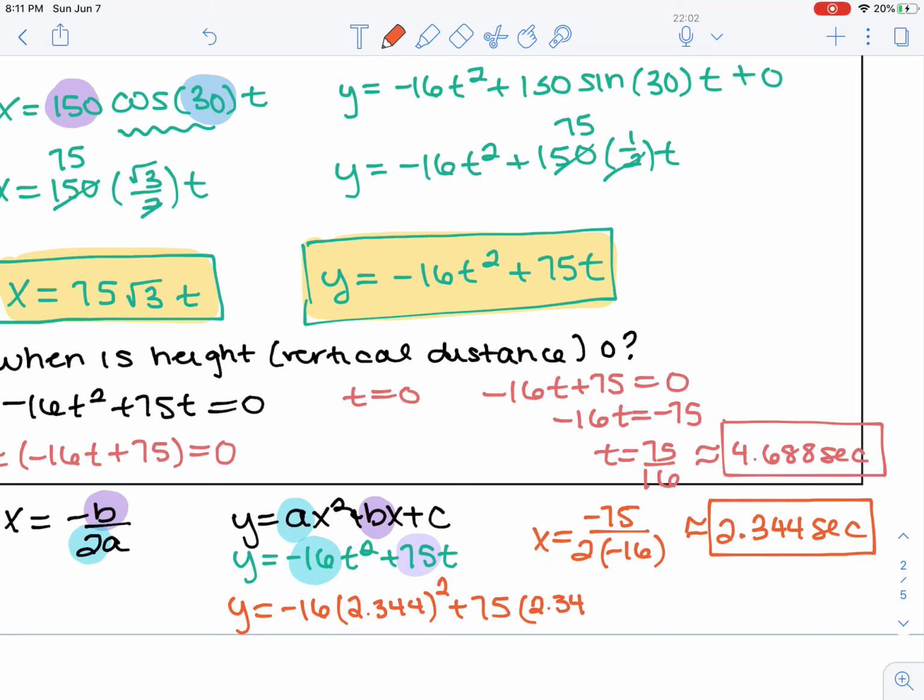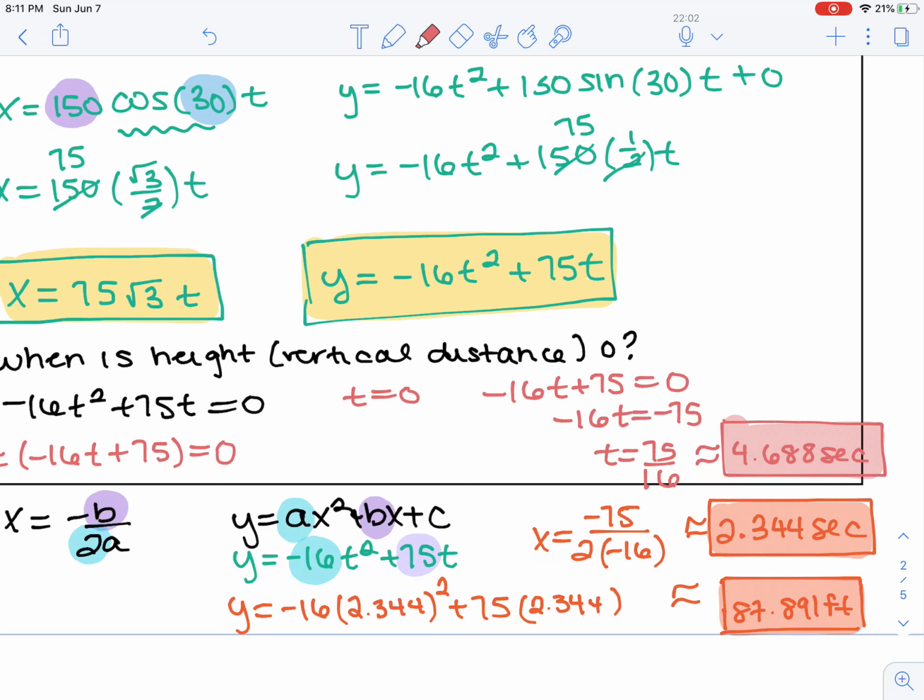basically, what is the y value of our vertex? And we find that, when you plug that into your calculator, that is roughly 87.891 feet. So both of those pieces of information are our answer to part C. Previously, that 4.688 seconds, that is telling us how long it was in the air. That's kind of like our x-intercept if we think about that graphically.